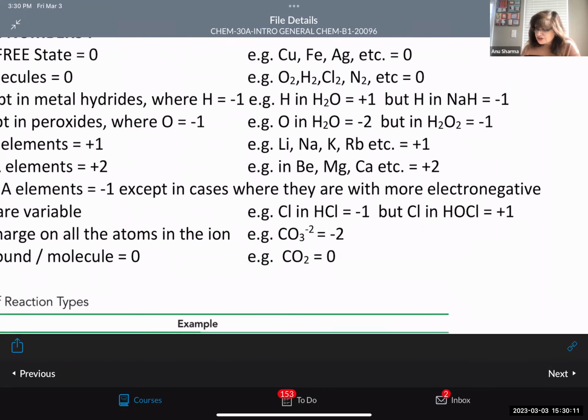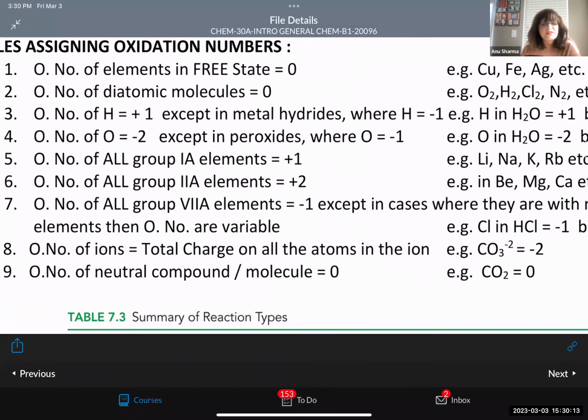Now, oxidation numbers tell us where the electrons are, who is giving the electrons, and how the electrons are moving.